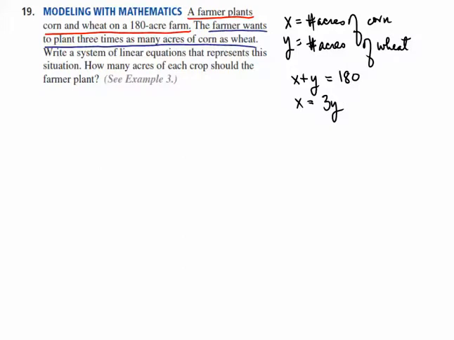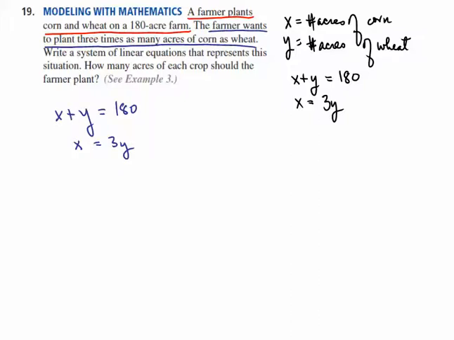Again, y is less. When you multiply that by 3, you triple the wheat. That will tell you how much corn there should be. So we want to write a system of linear equations that represents this situation and how many acres of each crop the farmer should plant. So we have our two equations now. X plus y equals 180 and x is equal to 3y.